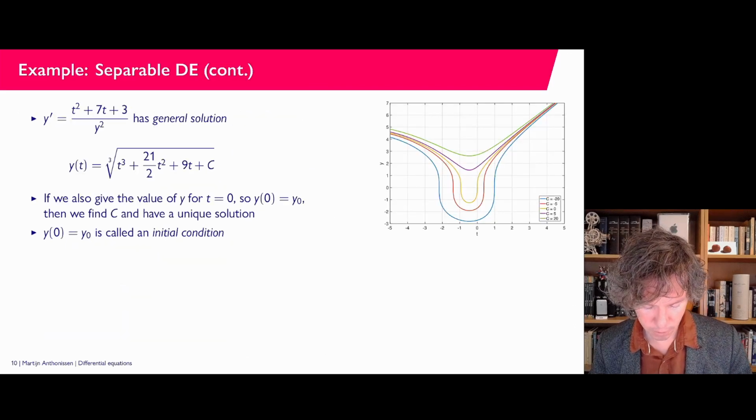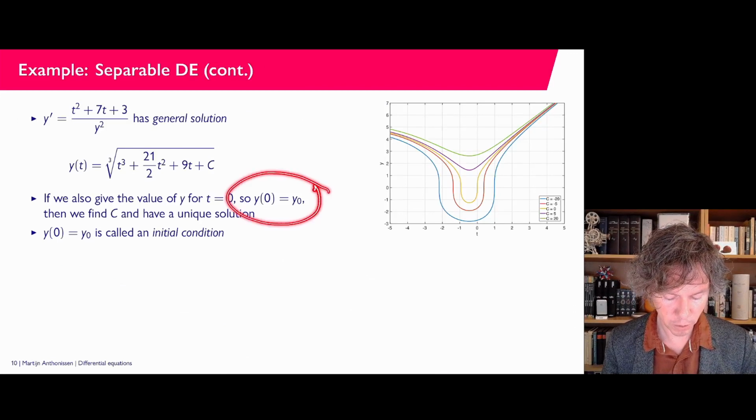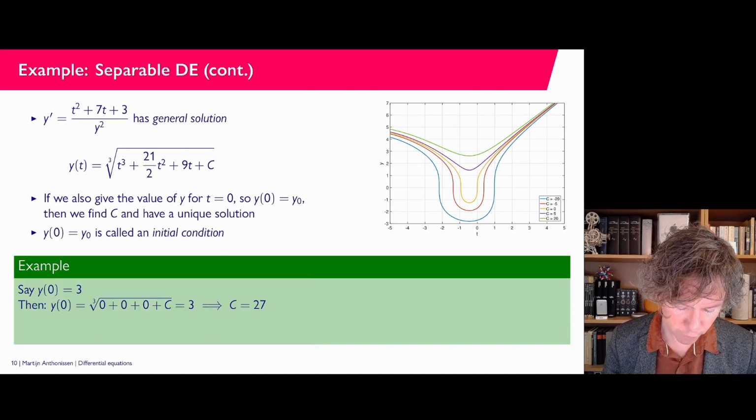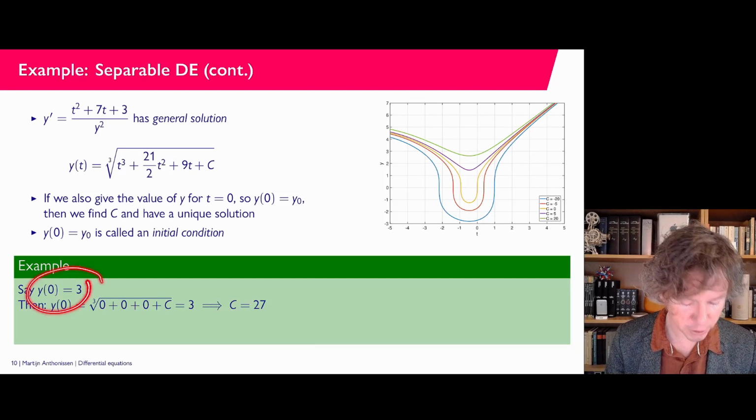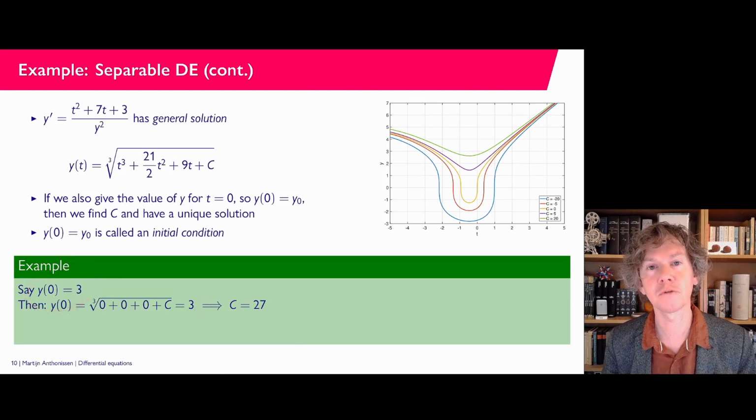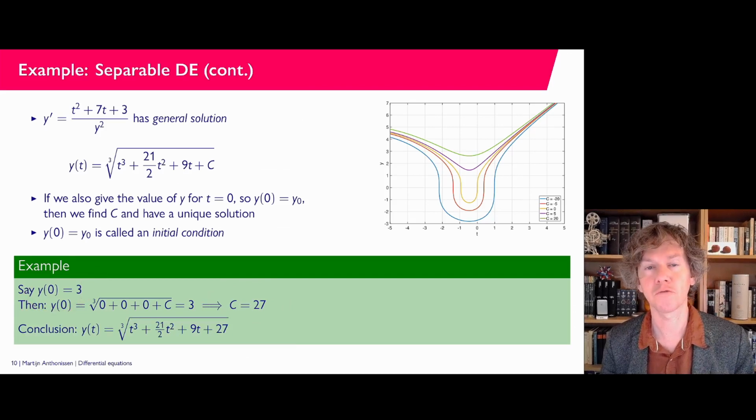So let's do that here. Let's say that we require y(0) to be some value y0. So here it's y at time 0, and this is what we prescribe, the constant. And that is called an initial condition. Then we fix one of the members. So for our example, if I say that y at time 0 should be 3, then I find C equals 27, and I have one unique solution to the differential equation.